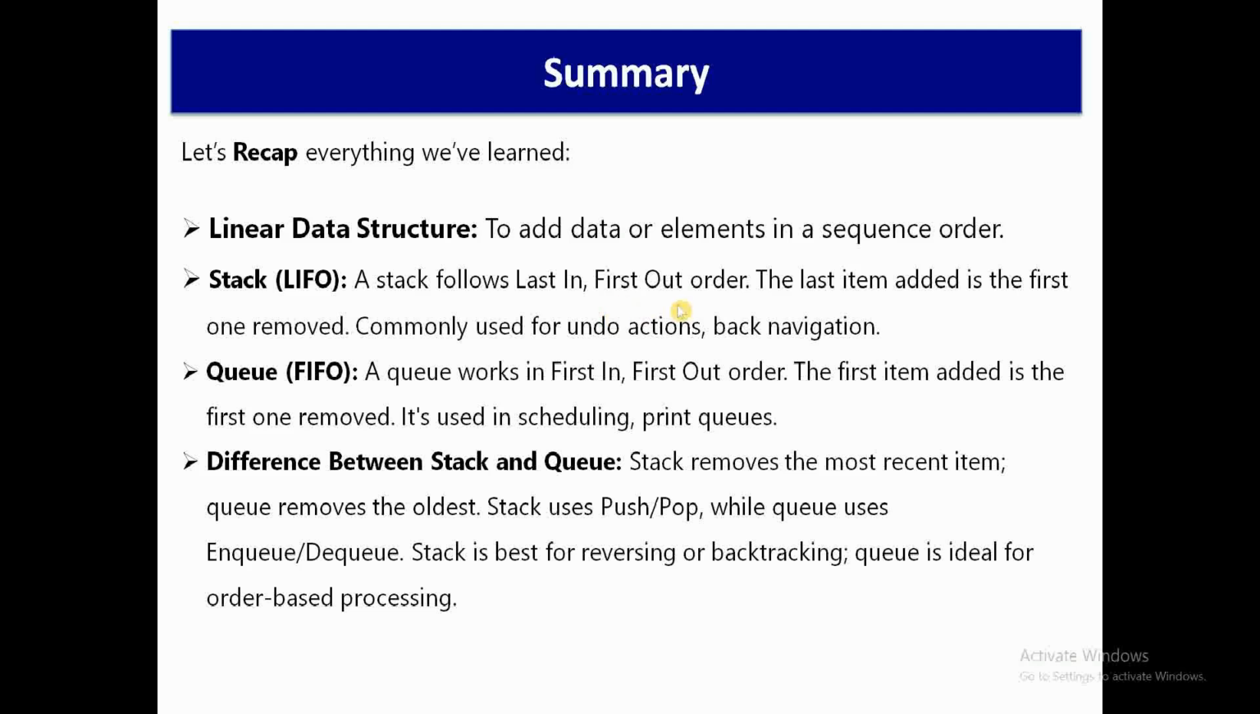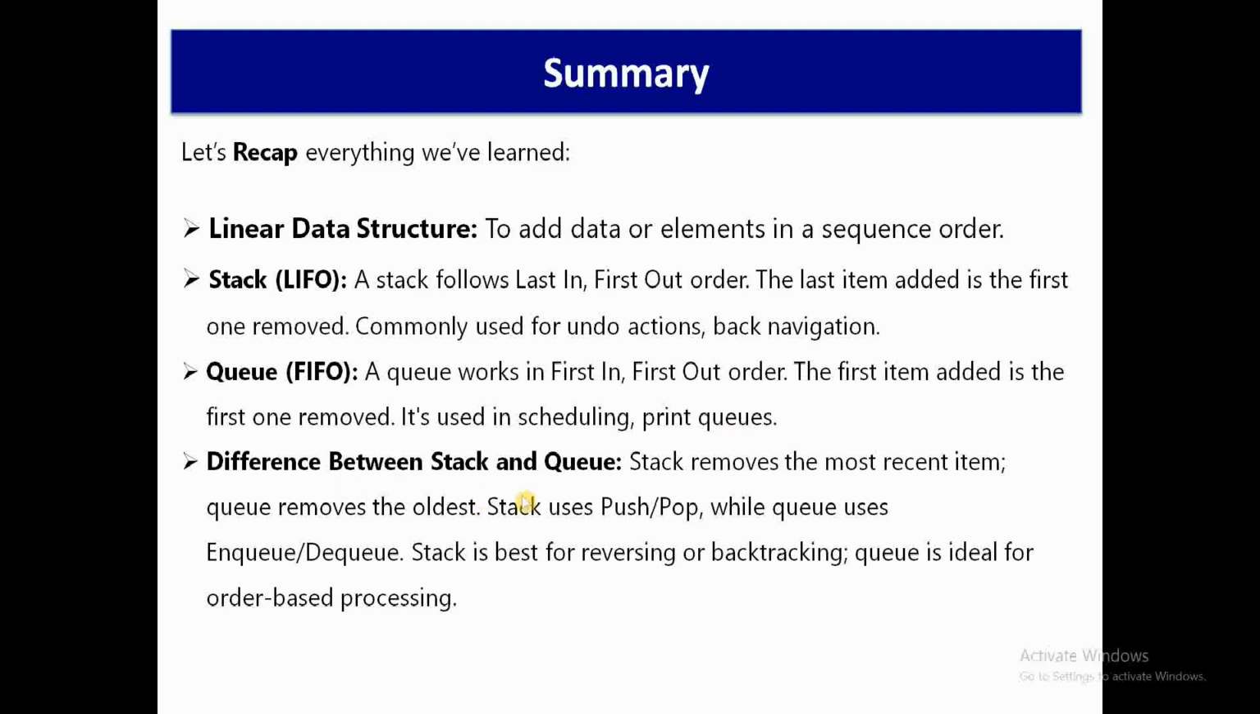A stack follows last in first out order, the last element added is the first one removed, commonly used for undo actions and back navigation. And a queue follows the approach of FIFO, first in first out, meaning whatever we added to the list first is first accessible. Suppose we have the strings programmers, developer, CSharp, then the value added first, programmers, is first accessible. And if we want to remove it from the front, then we can remove programmers, and then developer will be the front value. A queue works in first in first out order, the first item added is the first one removed. It's used in scheduling and print queues.